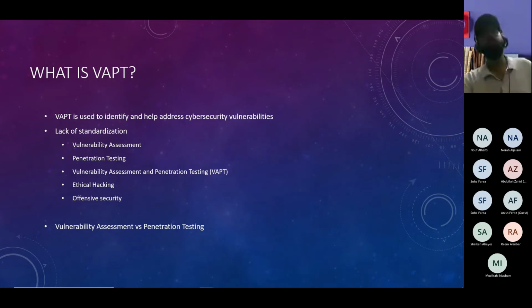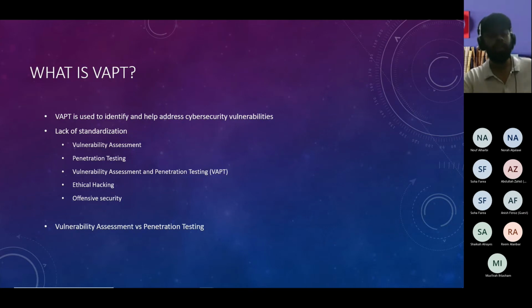Now you ask me to do penetration testing of the same application. Now I will test the same application, and if I find a SQL injection vulnerability, I will exploit it, try to extract some information from the database, and present it in front of you as evidence. This is the difference between vulnerability assessment and penetration testing.